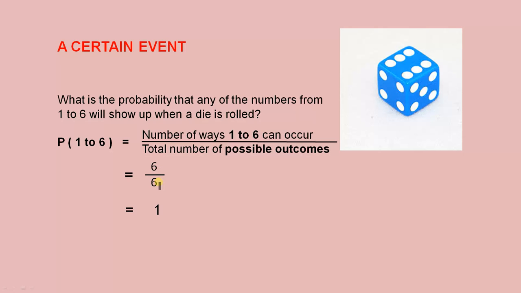The number of possible outcomes is 6. Of course, there are 6 numbers. So the probability that any of the numbers 1 to 6 will occur is 6 over 6, and that's 1. Whenever you see a probability of 1, that is a certain event.